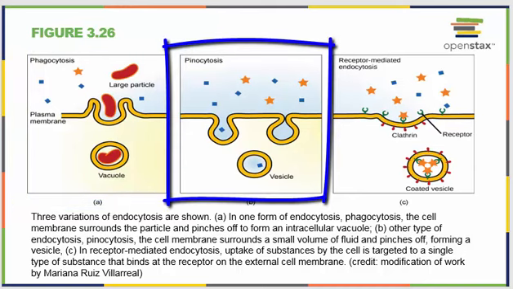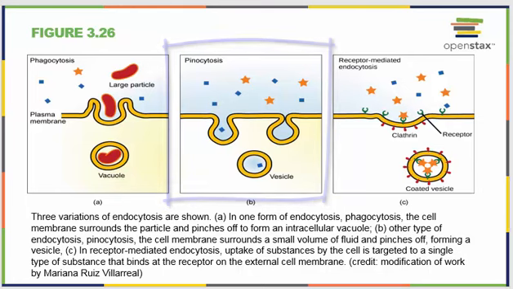In the middle, you see pinocytosis, and you can think of pinocytosis as cell drinking. The cell membrane simply creates a little pocket in which it can take fluid. Once it's filled up with fluids, it pinches off and brings that fluid inside of the cell.